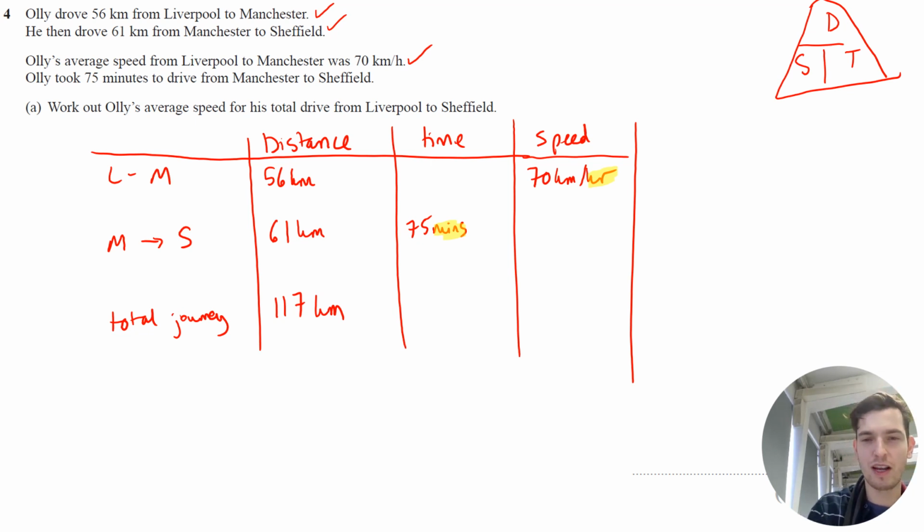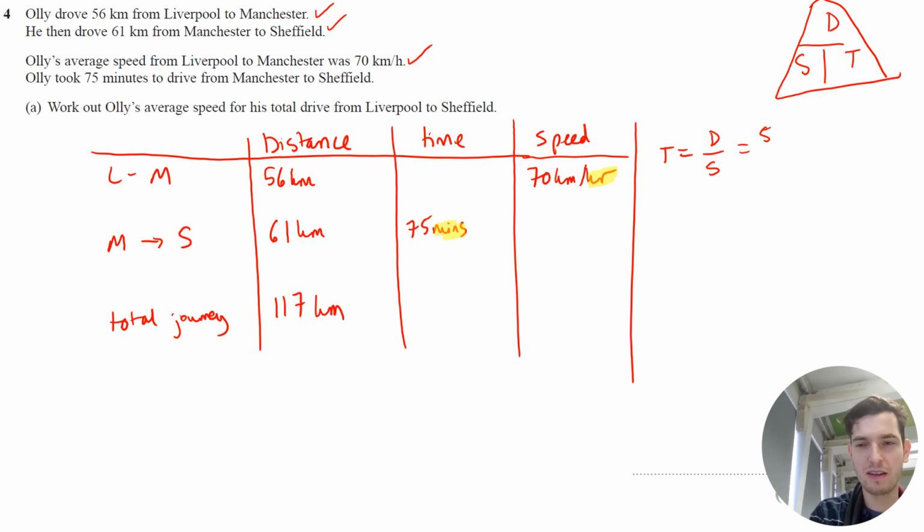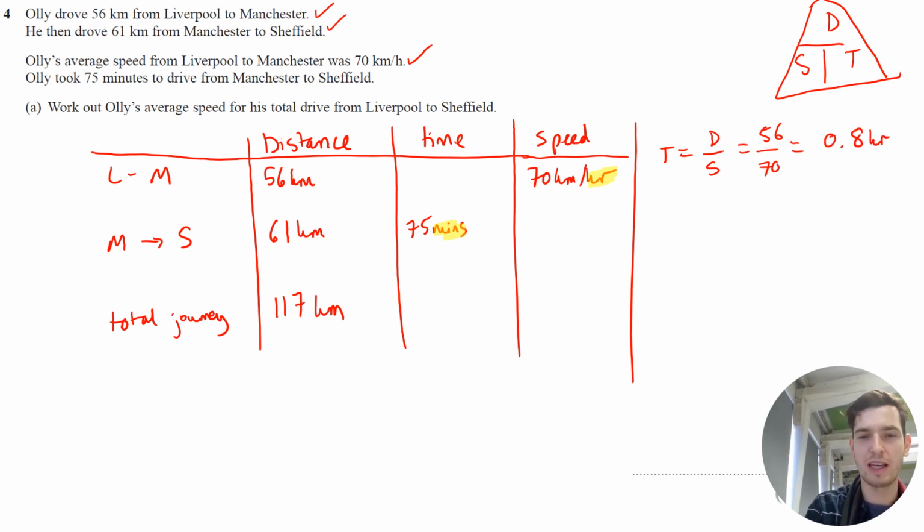Okay, step 1. Let's work out the time from Liverpool to Manchester. So the time, what's the equation for time? We'll use my triangle, cover up time. It is distance over speed. So 56 over 70, which if you put in your calculator, you are going to get 0.8. So that is 0.8 hours. Put that there.